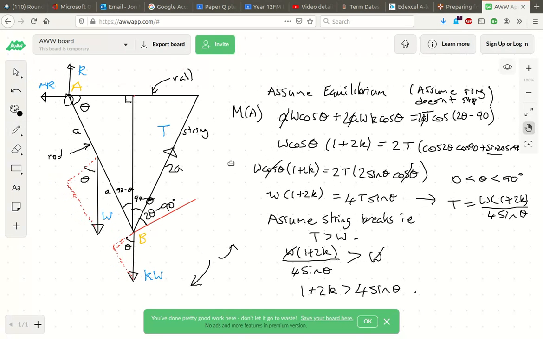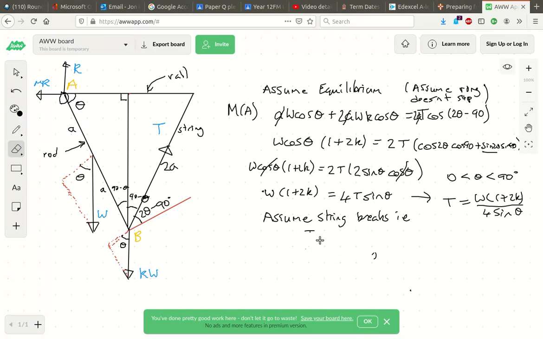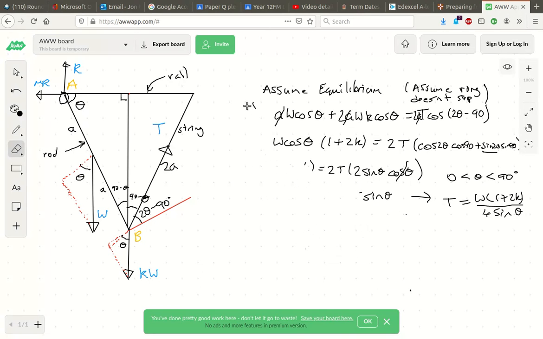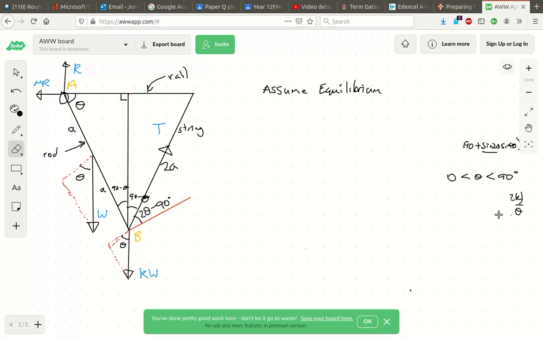Now, part B, I'm going to use a really similar approach, to be honest. It's going to involve a little bit more work, but essentially it's going to be exactly the same kind of idea. This time, though, I'm going to need to do moments at B, because I'm not going to assume that the ring doesn't slip this time. I'm going to find the conditions for which the ring slips if the string doesn't break. And it's moments at B which will help me to achieve that. Sorry, just rubbing out my working here. I hope that makes sense.